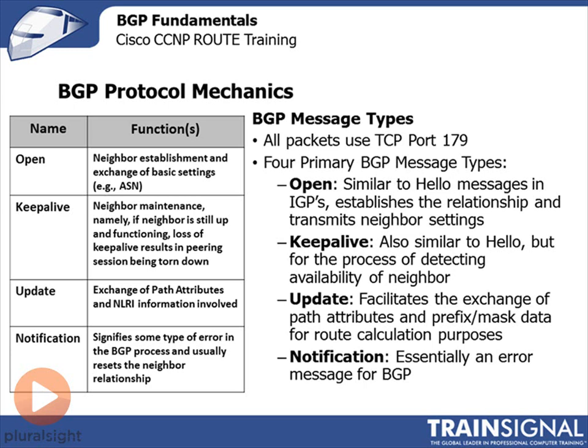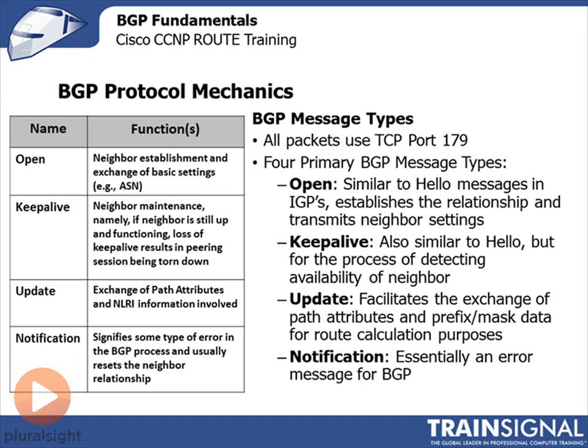The second message is keep alive, and essentially the open and keep alive messages together act similar to the hellos on a lot of IGPs, but it is a separate message. It's used to detect that the neighbor is still up, alive, and functioning and ready to pass traffic. If the keep alive messages keep flowing, then the update message is used. This is the exchange of network layer reachability information, prefix and mask data for route calculation purposes. This is all the exchange of essentially routes that the router knows about.